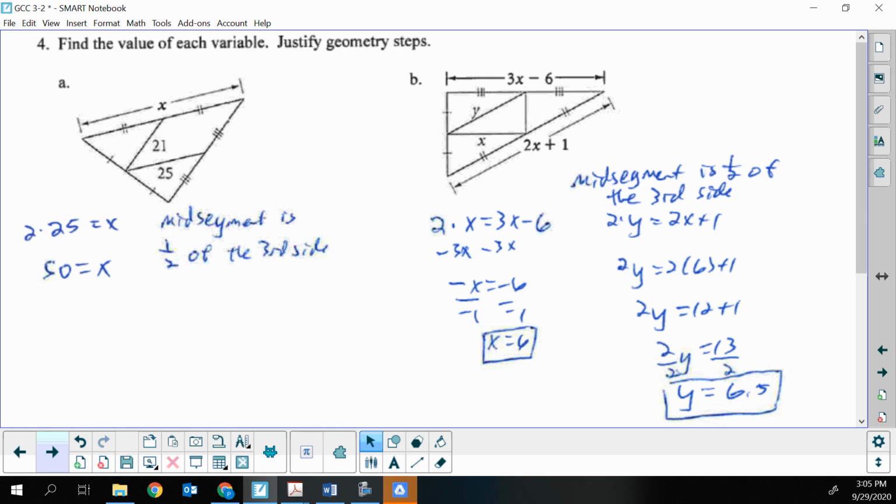Going on to 4. If we double the 25, it should equal x, because mid-segment is half of the third side. And B, then we get 50 for that x. Double the x to get the 3x minus 6. Double the y to equal 2x plus 1. Both of those mid-segment is half of the third side. Solve the left equation because it only has x. Then sub into the right equation that x equals 6 and go through and find that the y is 6.5.